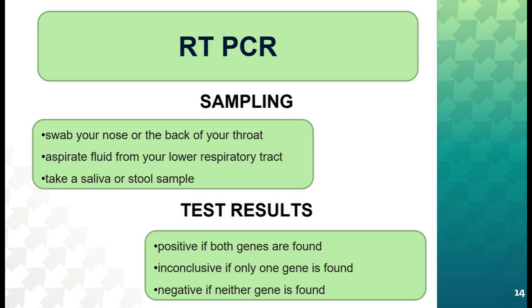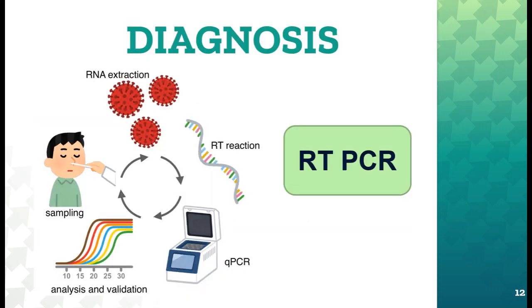If we see the test results, it will be positive if both the genes are found. It will be inconclusive if only one gene is found, and negative if neither of the genes is found. First, the sampling will be done from the infected person. Then the virus RNA, the genetic material of the virus, is extracted. Then part of the gene is amplified through RT-PCR. After amplification, it will give a larger sample for viral comparison. The two genes that are found are from the SARS-CoV-2 genome.